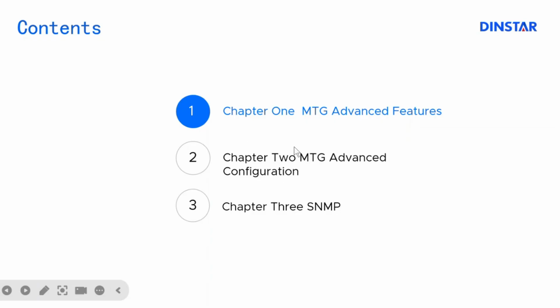Let's take a look at today's structure. We have three chapters. The first is the MTG advanced features, the second is the MTG advanced configuration, and the third is SNMP. We are going to go through them one by one with clear steps and real examples.